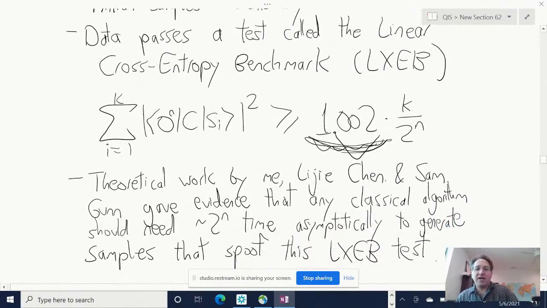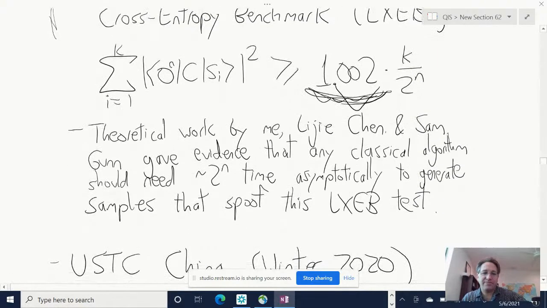Now, my students, Luigi Chen, Sam Gunn, and I had given theoretical evidence that under reasonable assumptions, any classical algorithm that even just simply spoofs this test, the test that Google applied to its outputs, should need an amount of time that increases exponentially with the number of qubits. At least, if there is a faster classical way to spoof the results, then that would have some surprising implications.